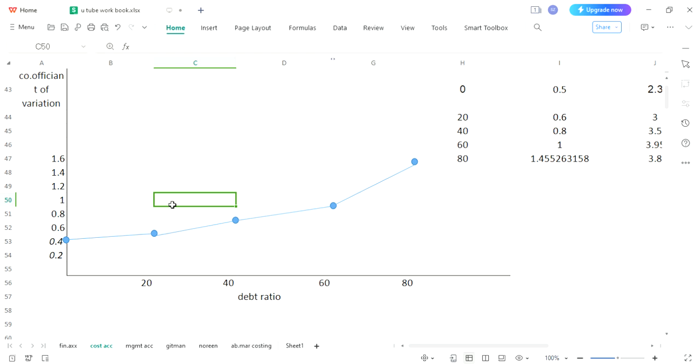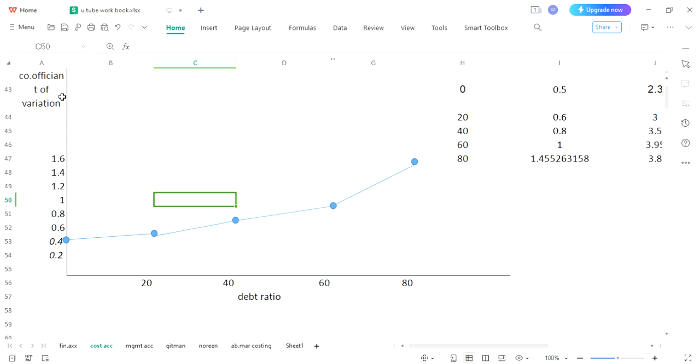Okay guys, so the graph is ready for us, and this is the relationship between debt ratio and coefficient of variation that has been sorted out. So from here you can create a relationship between both. Since you have got a positive relationship, this graph is showing a positive trend, so you can say that there is a direct relationship between debt ratio and CV, or coefficient of variation.